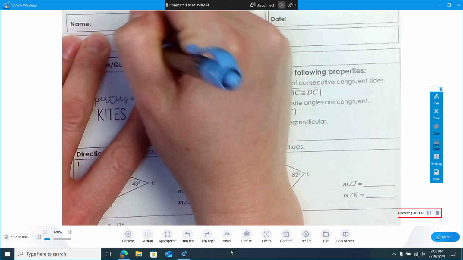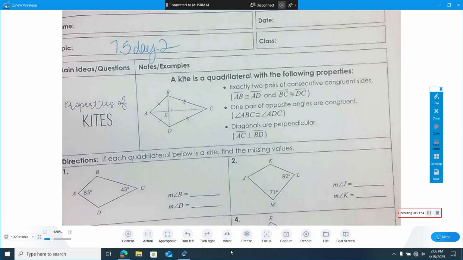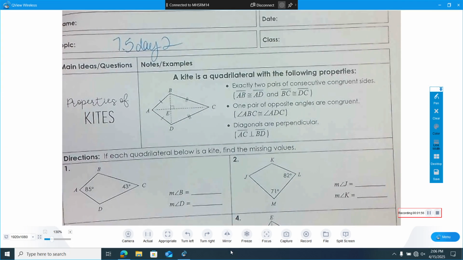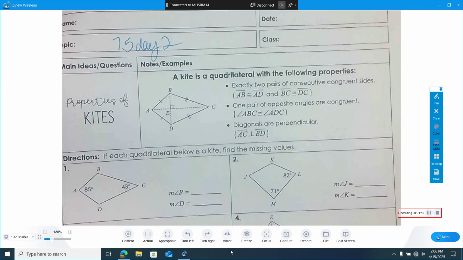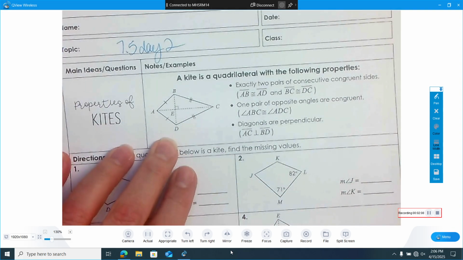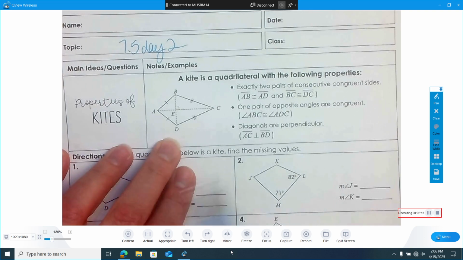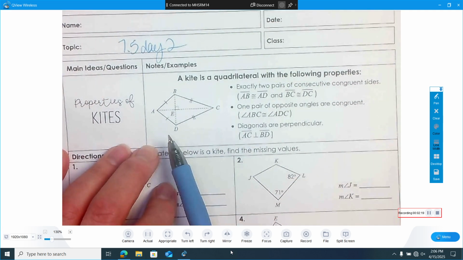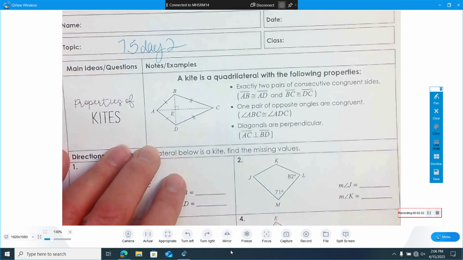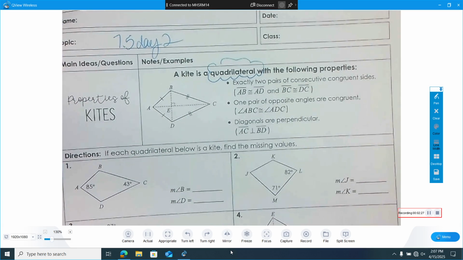All right, this is 7.5 day 2. We're talking about kites. So here we have an example of a kite. This is the traditional kite, like let's go fly a kite kind of kite. And you can see what it has. They've labeled some of the congruent things here. Is it part of the parallelograms? No. It does not have any parallel sides. So it is not part of parallelograms. It is a simple quadrilateral, a special kind of quadrilateral.